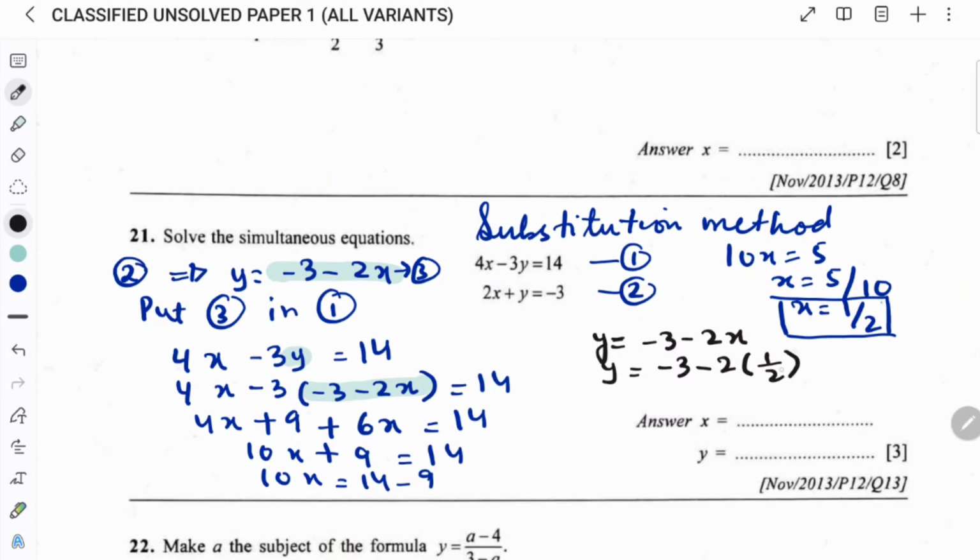It is x is half. Cancel. If everything cancels, then it is 1. In subtraction, if the numbers are the same and you are subtracting, the answer is 0. In division, if the same numbers are there, then the answer is 1. So y is equal to minus 4. Okay, so we are getting x is half and y is minus 4 in this question.